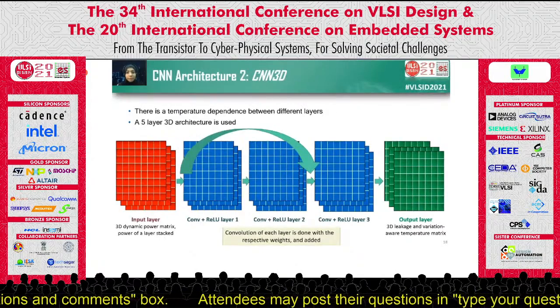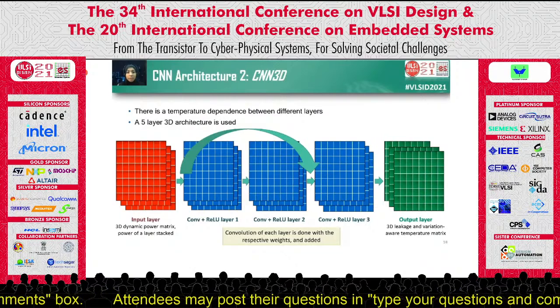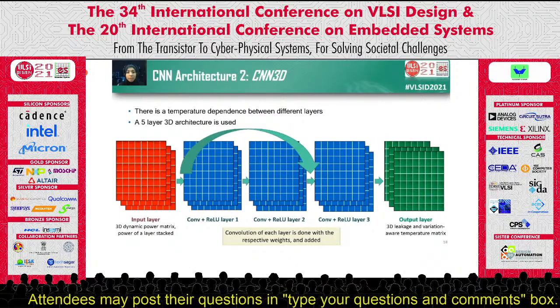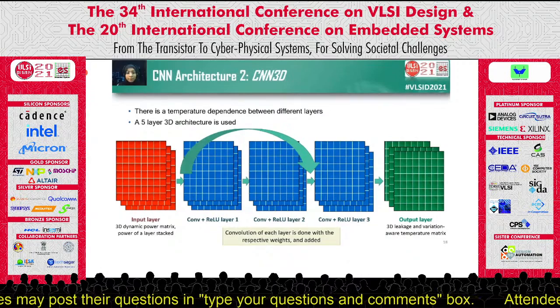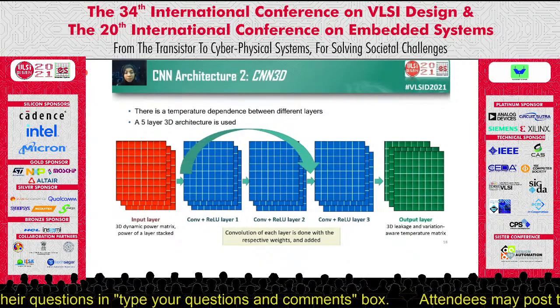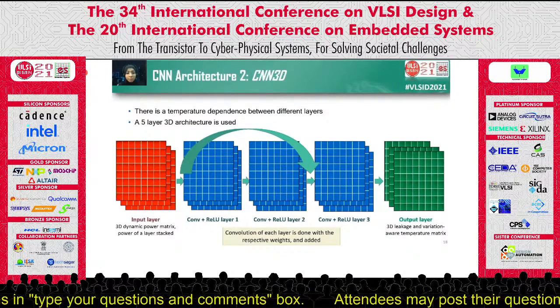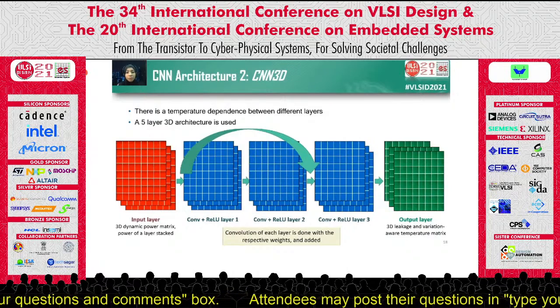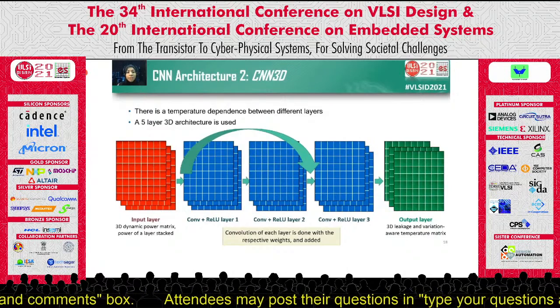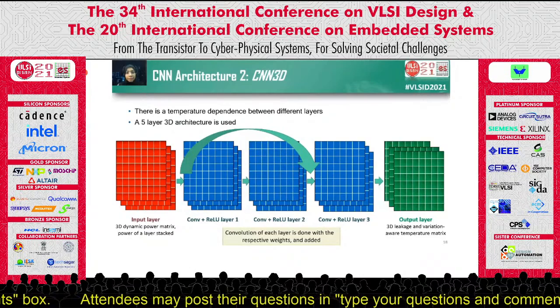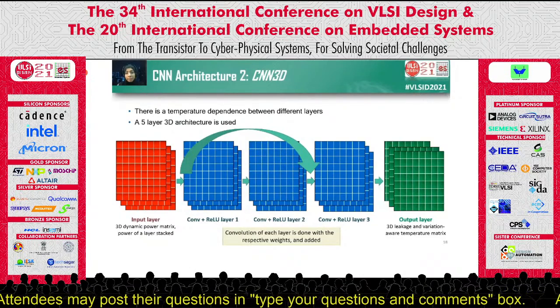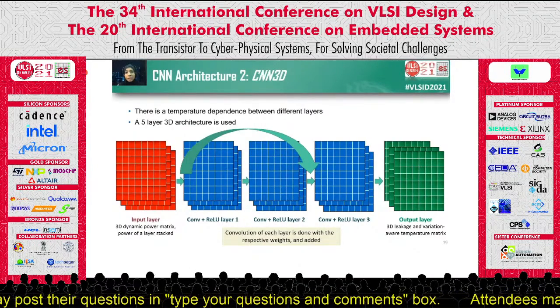We explore a more advanced CNN architecture, which is a 3D architecture. We have the 3D dynamic power matrix in which the power of each layer is stacked on top of each other. And this is convolved with 3 weights. Each layer is convolved with the corresponding layer of the weights, and the temperature for each layer is obtained by summing all of the values.